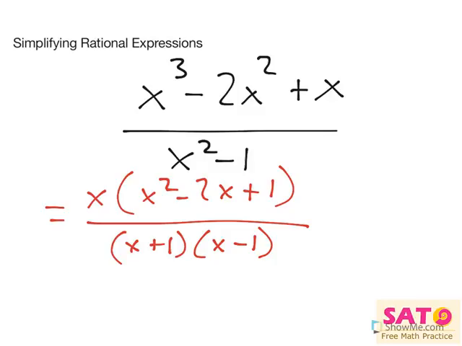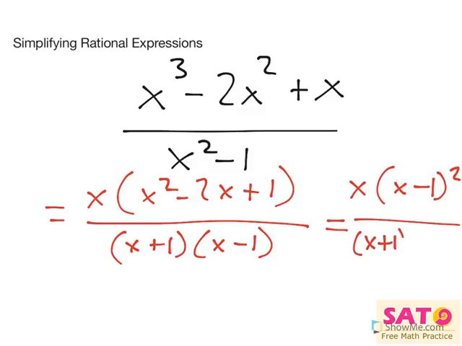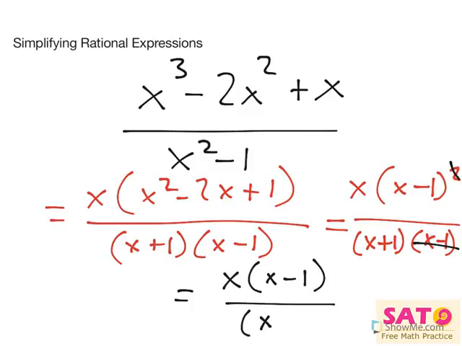So we can still further reduce this. The top part can still be factored, so let's factor that to x minus 1 squared, and the bottom is x plus 1, x minus 1. So we can just cancel one factor of x minus 1, leaving just 1, and our final answer is x minus 1 over x plus 1.